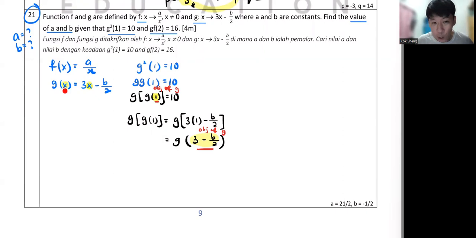So the left side, no need to sub. You can see the working, done already. G bracket, the object, right? So just need to sub into the right side only, this X. So you will get the working like 3 bracket 3 minus B over 2 minus B over 2. So many B over 2.